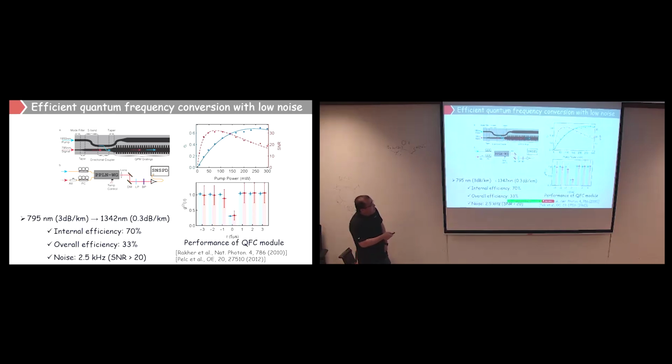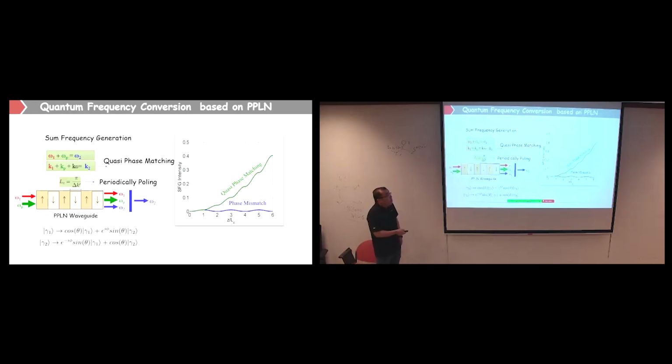And here is what we get. We get an internal efficiency of about 70%. The overall efficiency from the 795 input to the 1310 output is about 33%, and the noise is about 2.5 kilohertz. There is some nonlinearity: with the 1950 pump we get some Raman scattering, and there will be some undesired noise photons, but the signal-to-noise ratio is more than 20. So in this sense you can do the quantum stuff.